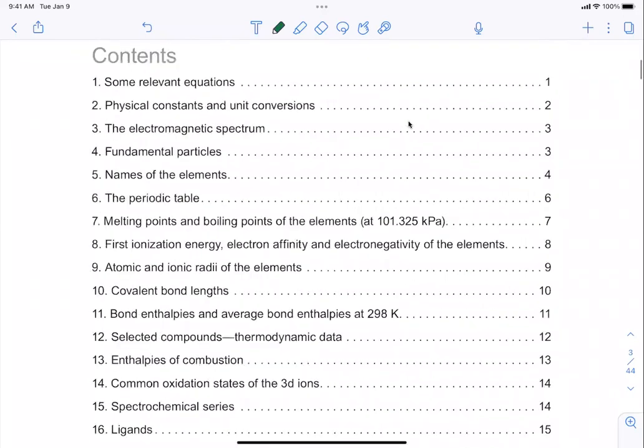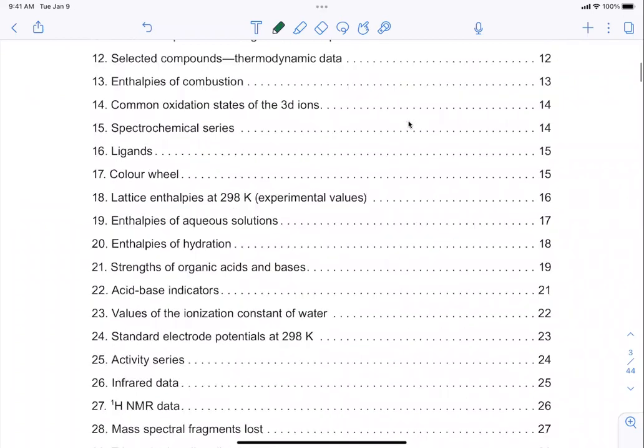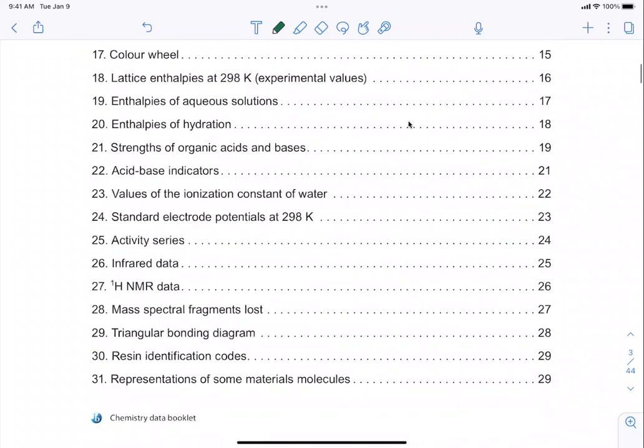So it does go in order, and there's a lot of this data booklet that you don't need to know for this year because the IB has removed some of the curriculum for y'all due to the pandemic. There are a lot of pages in here that you will not need to know. Yes.